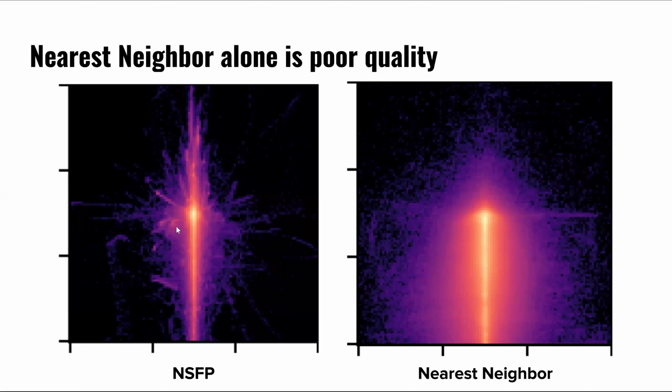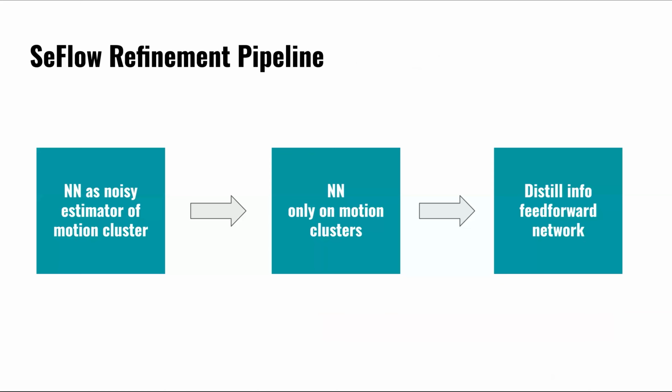Something like neural scene flow prior, which we used as a teacher in ZeroFlow to train a student, has a more collapsed error distribution, but it's still pretty significant. So instead of just using raw nearest neighbors, they use nearest neighbors as a noisy estimator to then do nearest neighbors only on motion clusters, and then use that refined two-step process to train this feed forward student. And what they found is this is much cheaper than running neural scene flow prior, which is a quite expensive test time optimization method. And it also provides better quality flow.